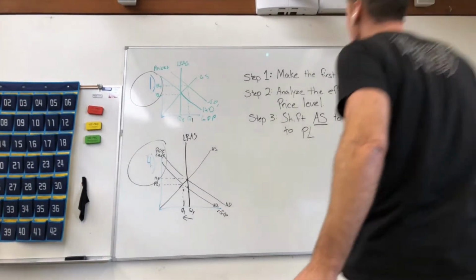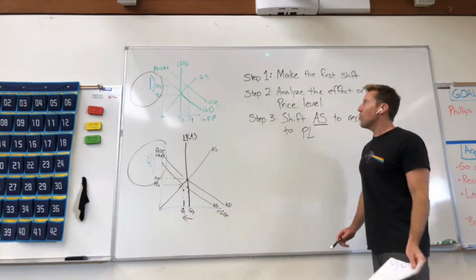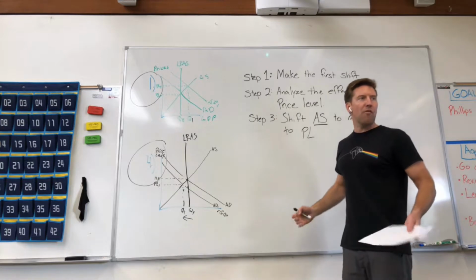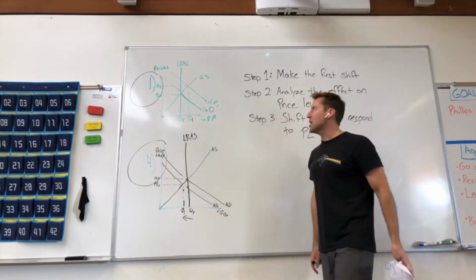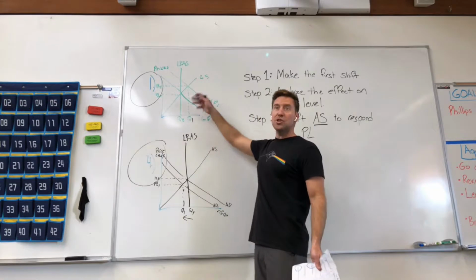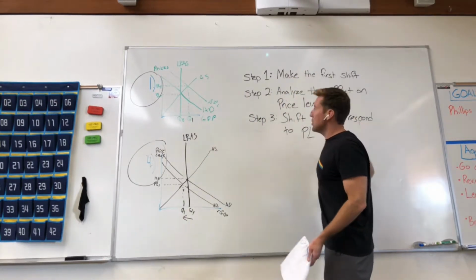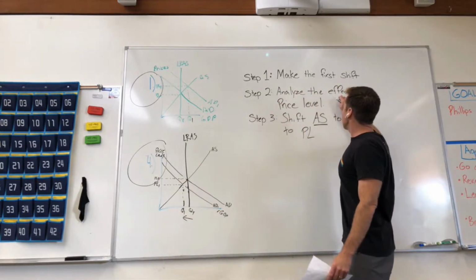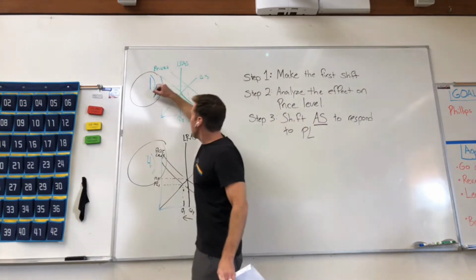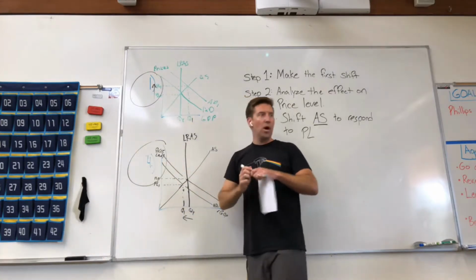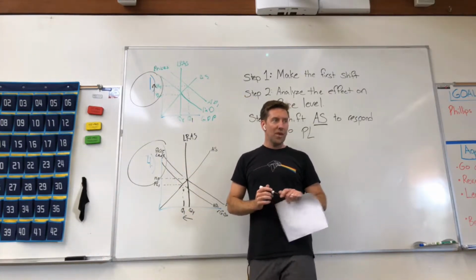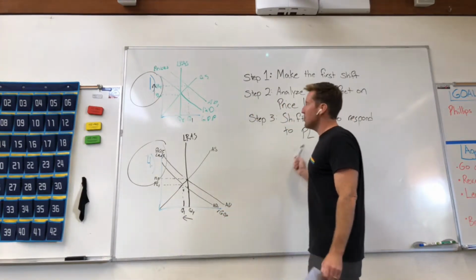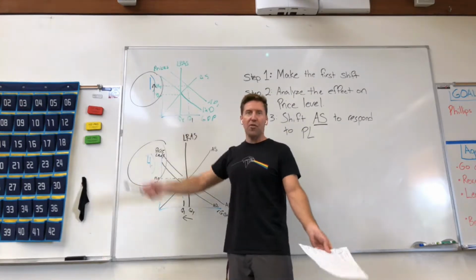Okay, so the way I like to look at it for going to our long run: in the long run, wages and resource prices are fully responsive to price level changes. It's always going to be one shift that happens. So you make your first shift. In this case, aggregate demand shifted to the right. Step two, we analyze the effect on the price level. For this one, the price level went up, which means we are having what? Inflation. And then we shift aggregate supply to respond to our change in price level. So if there's inflation, what do we do?